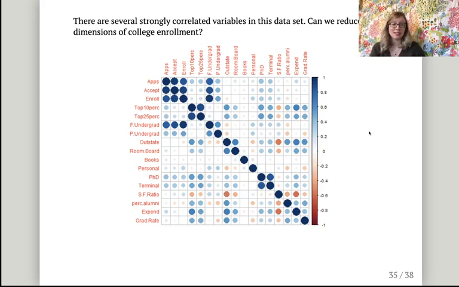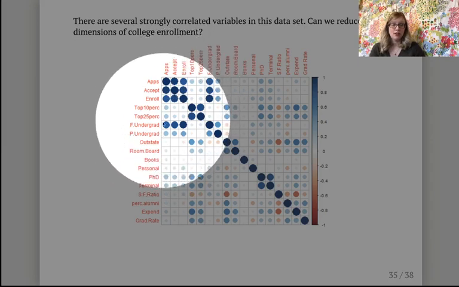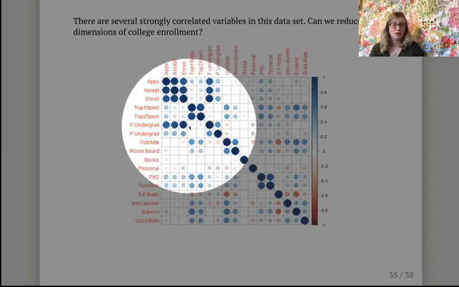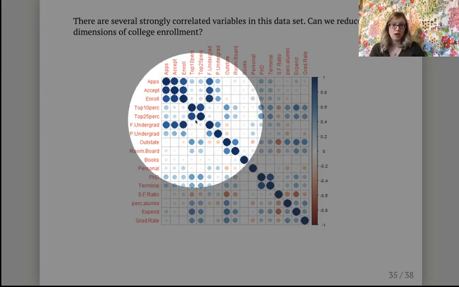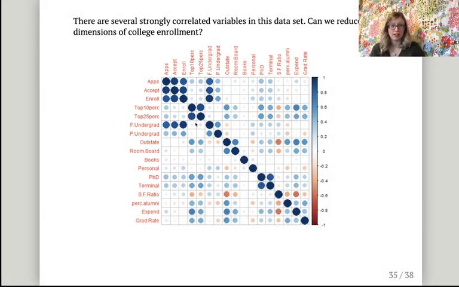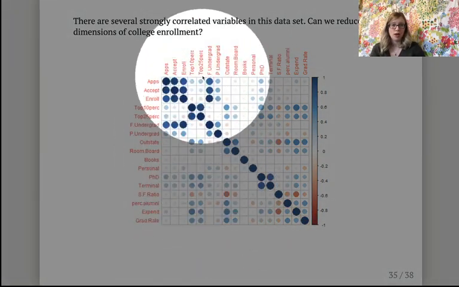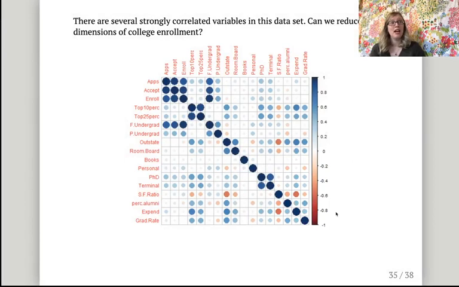As you might expect, there are some very strongly correlated variables in this data set. So acceptance rate is certainly correlated with the number of applications, as is enrollment. Number of undergrads is correlated with all of these as well. Top 25% and top 10% class rankings are correlated. Expenditures are correlated with top as well. So we would love to try to capture these correlations and reduce the dimensions of the data.